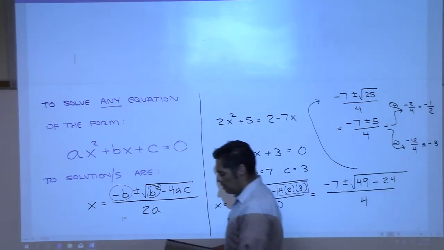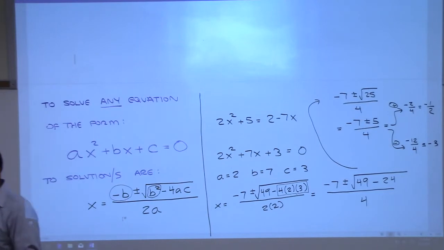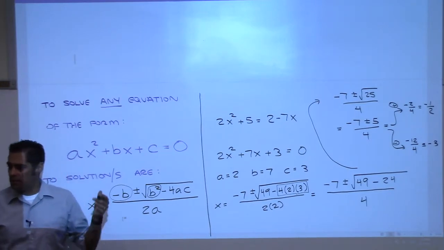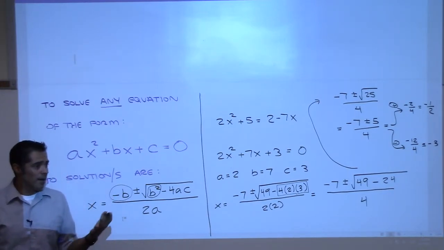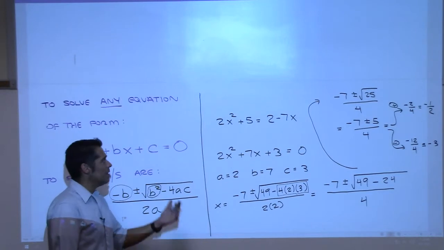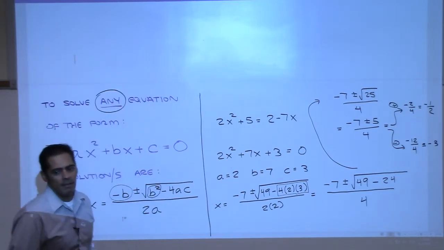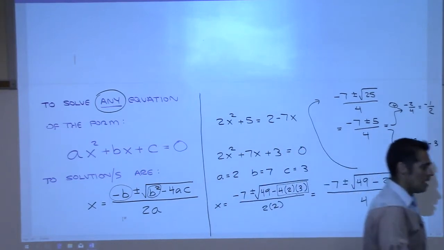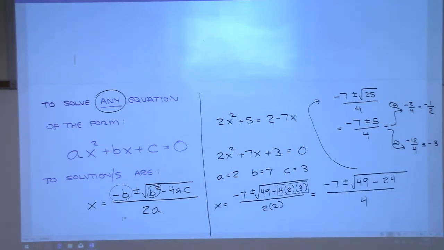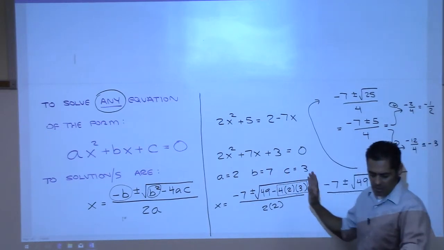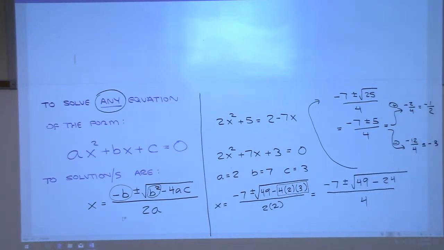So which way do you prefer to do it? It's really up to you. You could argue that if you're really good at factoring, there's less room for error, but the great thing about the quadratic formula is that it works for any quadratic, any. So if your factoring breaks down, you always have this to turn back to.